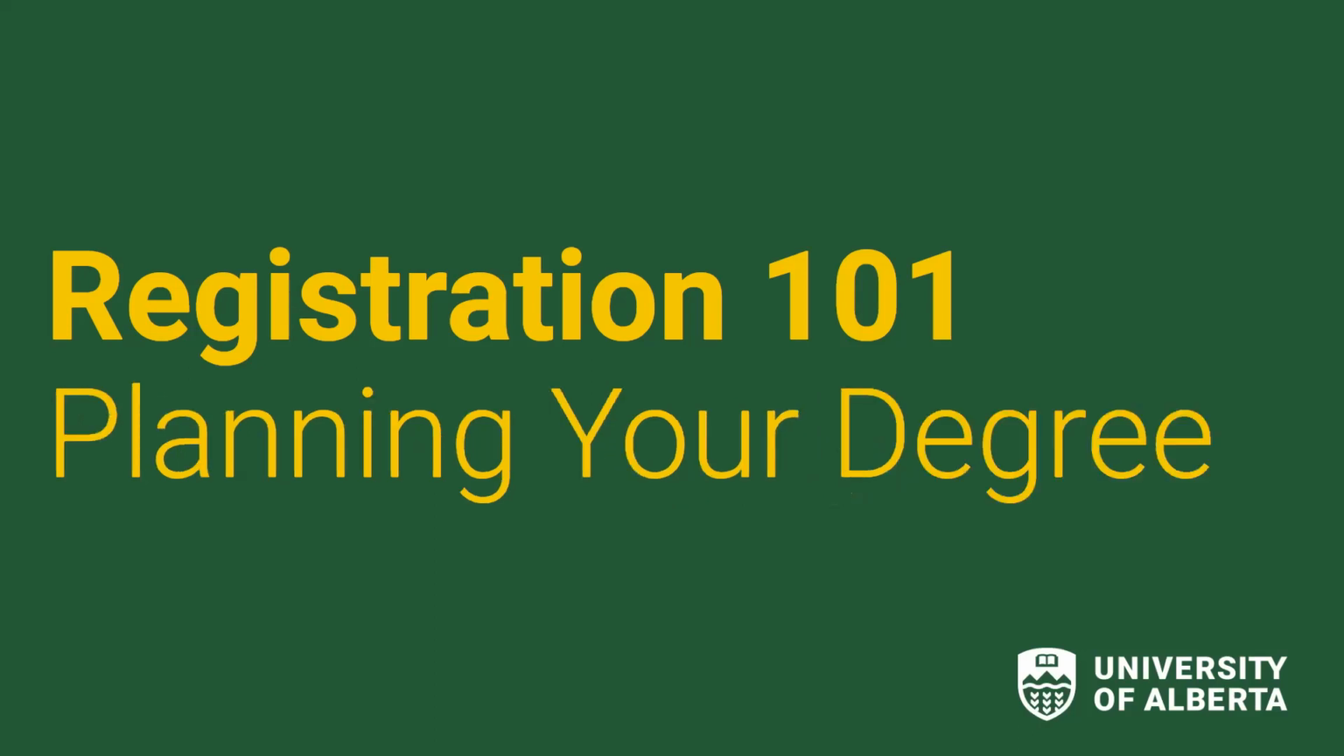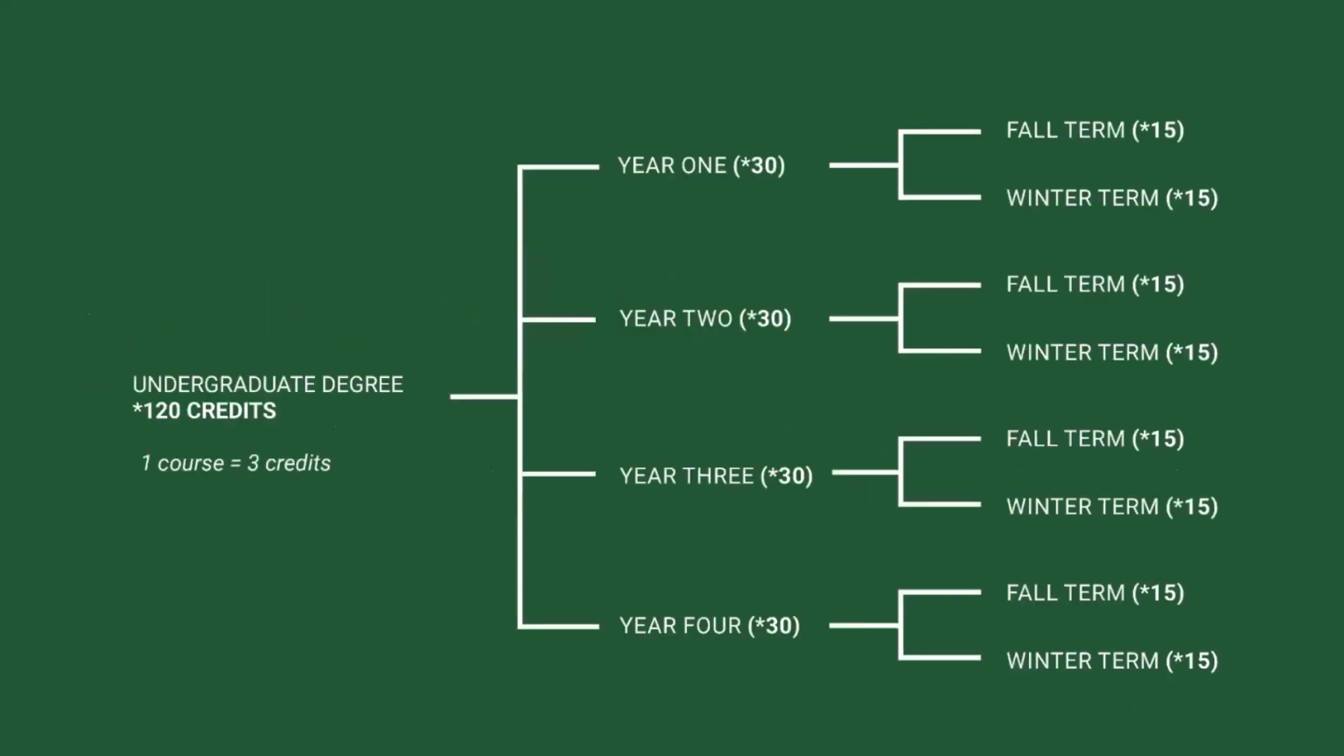Now, before I show you how to build your first year timetable in BearTracks, let's talk briefly about planning your degree. On the screen here is a visual representation of how an undergraduate degree works. Just something to note in case you're not super familiar with university language, an undergraduate degree is the same thing as a bachelor's degree. So you will see on your transcript Bachelor of Commerce, which is an undergraduate degree.